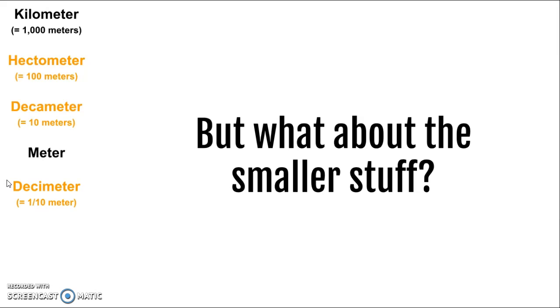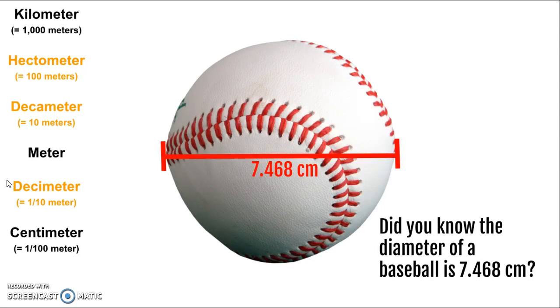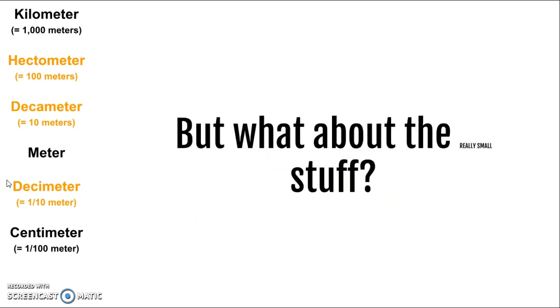For smaller items, then we get to a measure that is far more common, and that is the centimeter. The centimeter is equal to 1/100th of a meter, and we can use centimeters to measure things like the length of a pencil or the diameter of a baseball. Now, did you know that the diameter of a baseball is 7.468 centimeters? Yeah, neither did I. But I know now.